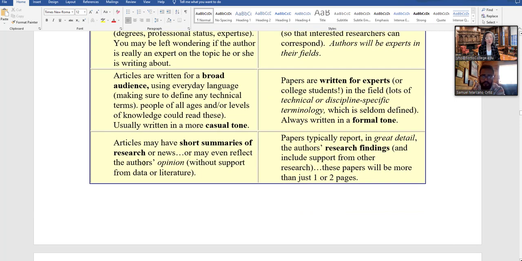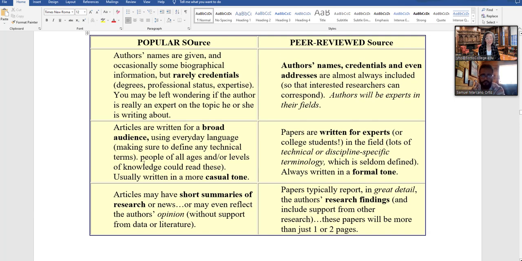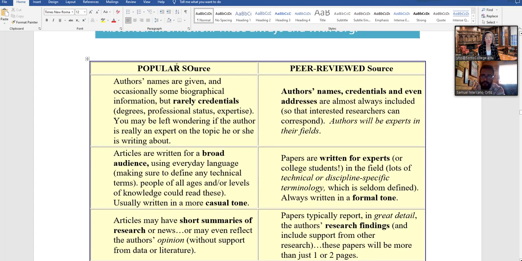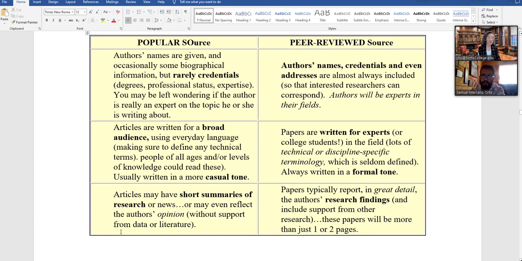Articles may have short summaries of research. Yes, that's true. In other words, according to Dr. Smith, 70% of people who smoke die of lung cancer or something like that. So they may have some in-text citations. So it's true that popular sources may have some medical, scientific percentages in order for them to back up their source. Whereas here, peer-reviewed source has typically in great detail the author's research findings, his methodology, his entire science paper will be inside a peer-reviewed source.